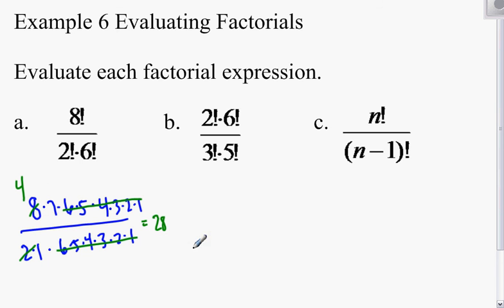Over here, I have 2 factorial times 6 factorial over 3 factorial times 5 factorial. So 2 times 1 times 6 times 5.